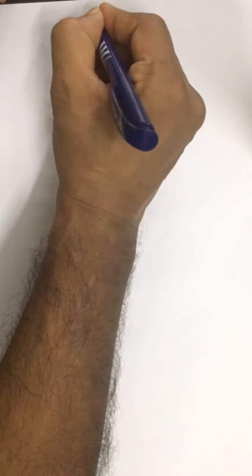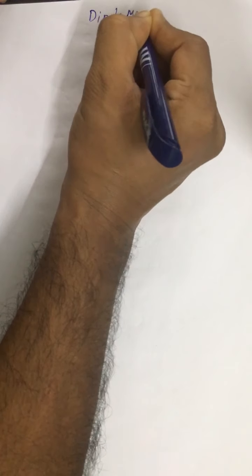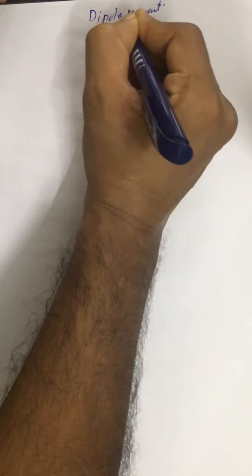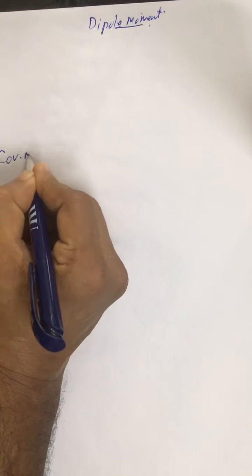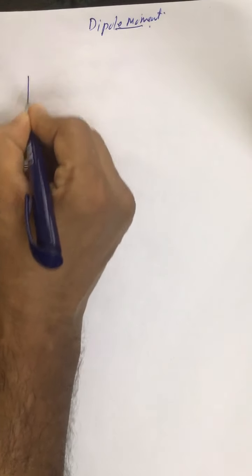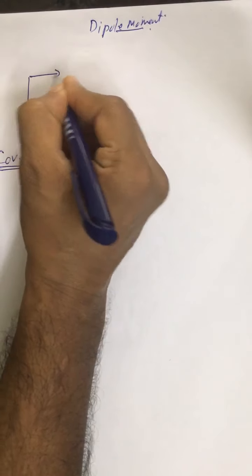We are discussing dipole moment. In dipole moment, you will find three types of questions. The first type of questions is very simple. You will be given certain molecules, and you have to find out whether the dipole moment is zero or positive. Whatever covalent molecule is given, it is divided into two categories, two groups.